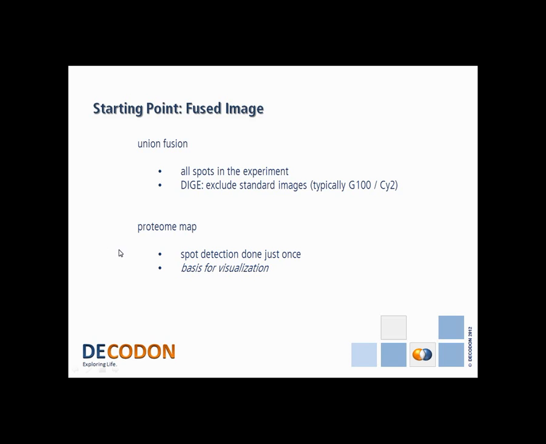The fused image can also serve as a proteome map, and that is why we are using it. We can do the spot detection on it, and we can do it just once across the complete experiment. The proteome map is also the basis for visualization, which is covered by a different webinar when we're talking about presentation technologies in Delta 2D.